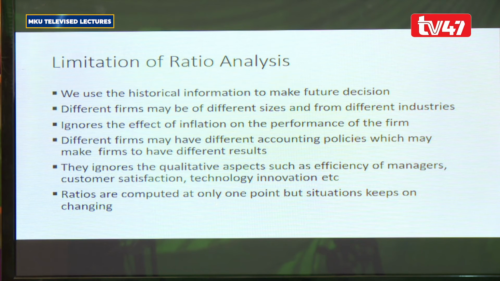Then we have the limitations of ratio analysis. We normally have various limitations. One of the major limitations is that we use historical information to assess or to make future decisions. We have the information that we prepared last year, probably 2019, and now in 2020, we are using the information that was prepared in 2019 to calculate the ratios in 2020, and probably the same ratios are going to be used for many years to come.